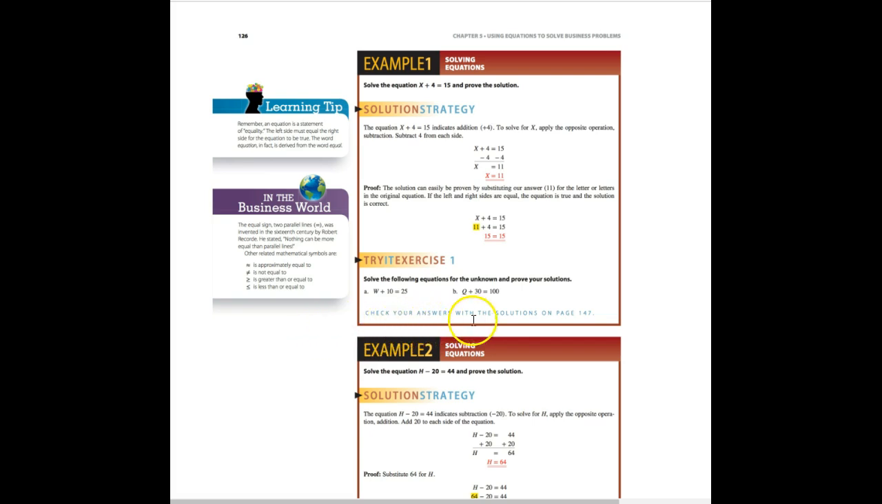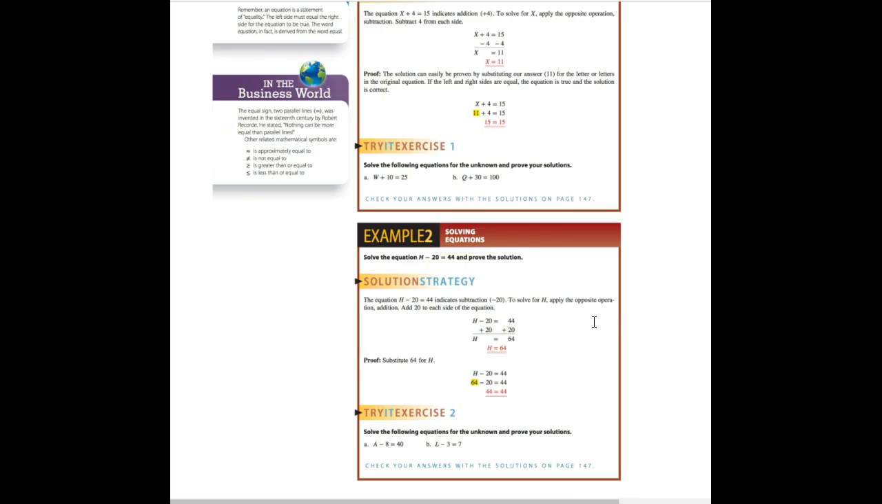At this point, you should have checked your answers with the solutions on page 147. We will move on to the second example. This example says solve the equation h minus 20 equals 44. So remember that we're always going to do the opposite. If it says minus 20, we're going to add 20 to each side. Add 20 to each side, we get h equals 64. We can prove this. We simply replace the h with 64. 64 minus 20 is 44. 44 equals 44.